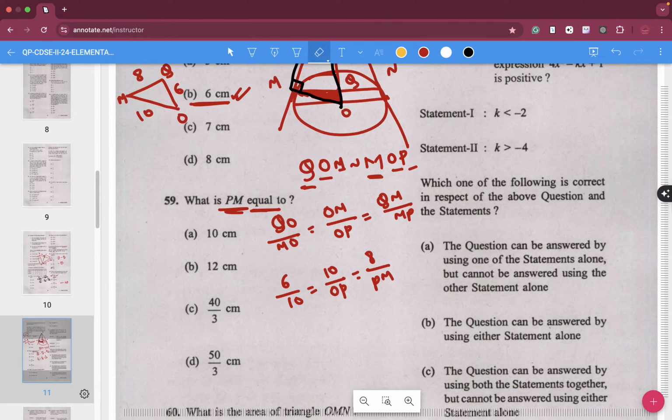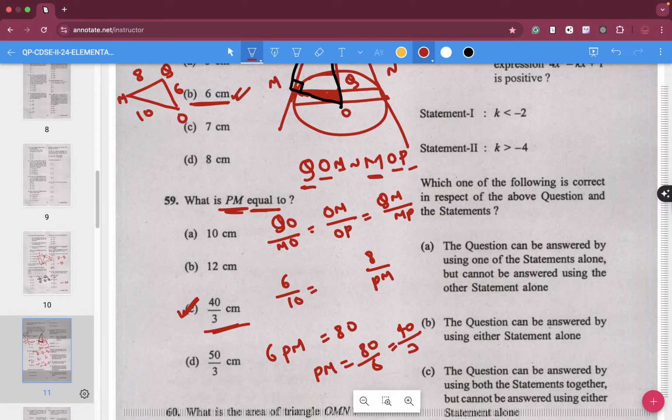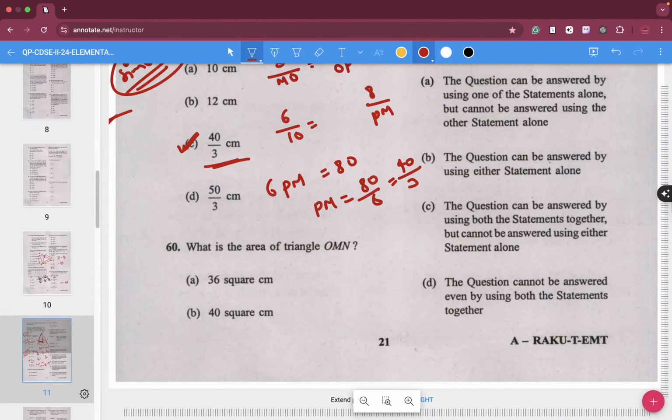So from here we can simply say something like this: 6 times PM is equal to 80, which means PM value is 80 by 6, which is 40 by 3. For question number 59, C is going to be the correct answer, folks. Remember, it is very important to invoke the rule of similarity. If you don't invoke the rule of similarity, then you will be wondering about this particular question. I do not want you to wonder.